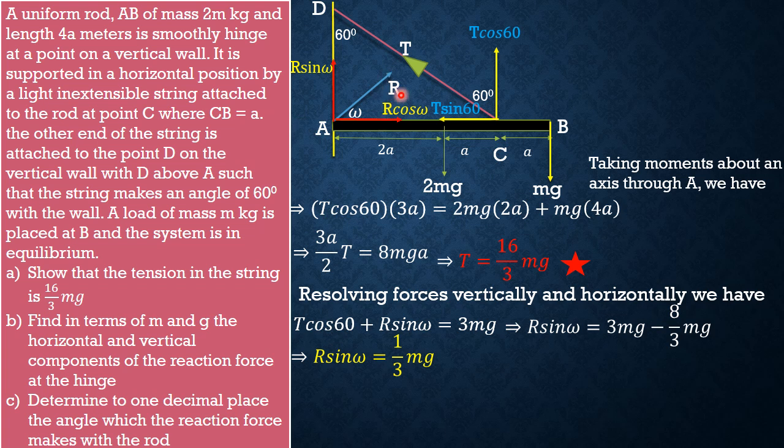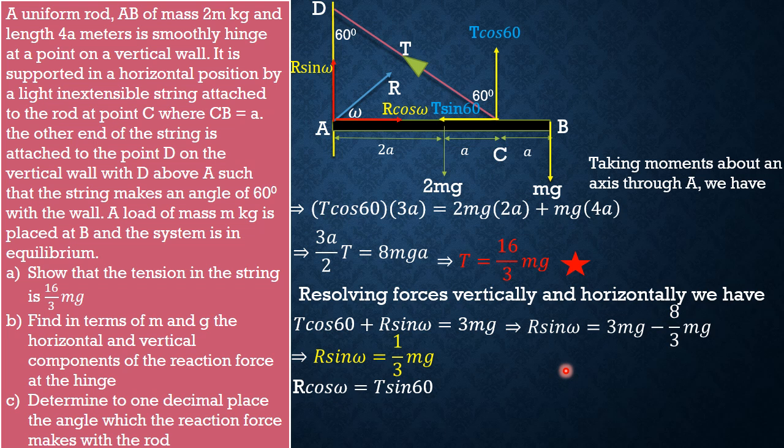Then friends, to get r cos omega, we simply sum the horizontal forces, or the horizontal forces should also balance. It therefore means that this r cos omega vector has to balance with what? This T sin 60 vector. That therefore means that our r cos omega is simply going to be T sin 60. But what is our T? Our T is 16 over 3. Sin 60 is root 3 by 2.